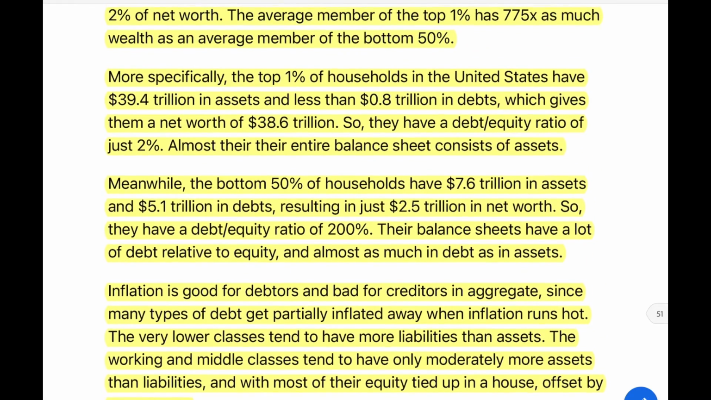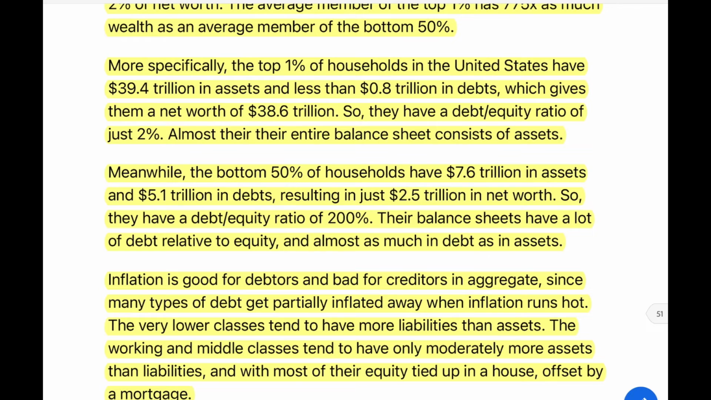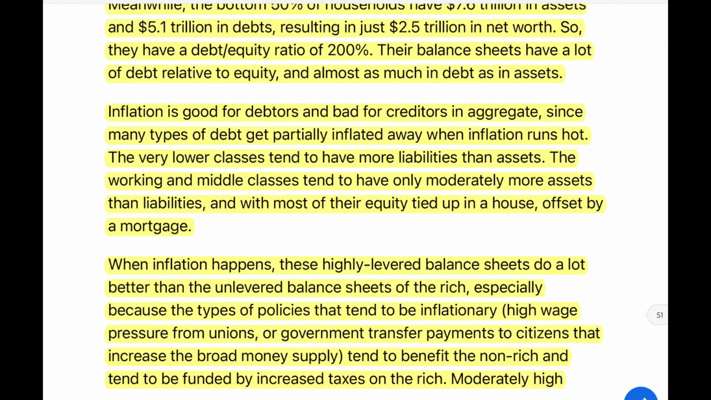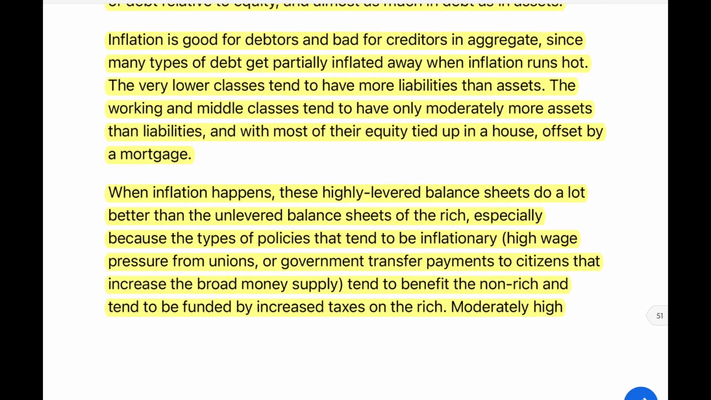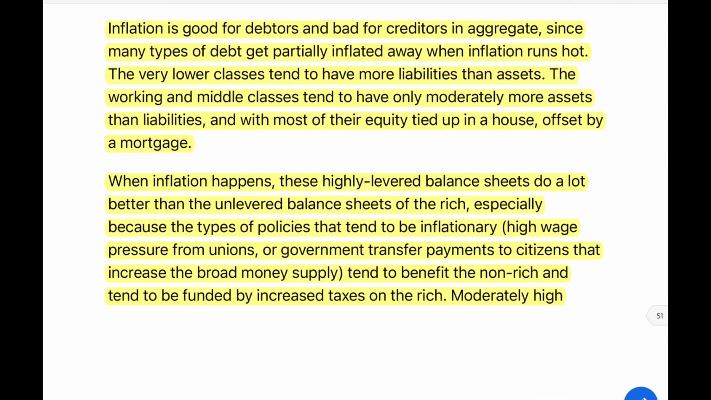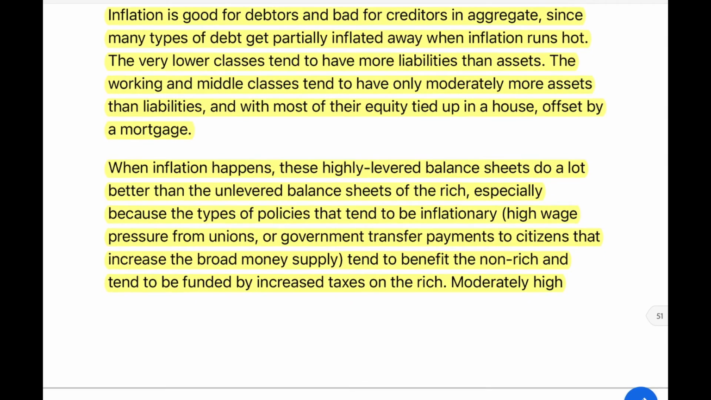This is something a lot of people need to understand. The debt to equity ratio of the rich is 2% versus the debt to equity ratio of the bottom 50% at 200%. You need to have more assets and less debt. Inflation is good for debtors and bad for creditors, since many types of debt get partially inflated away when inflation runs hot. The very lower class tend to have more liabilities than assets.